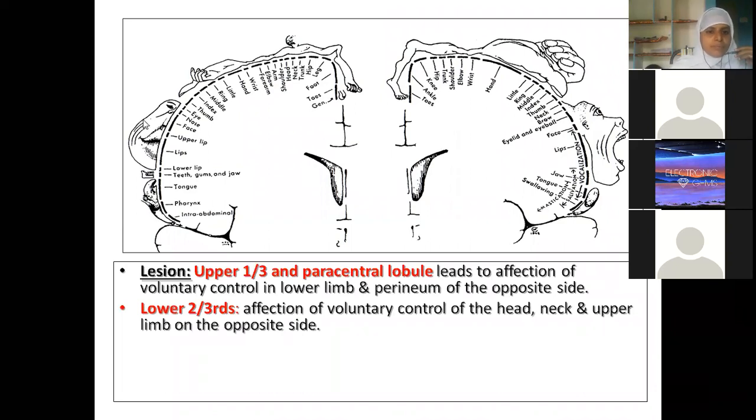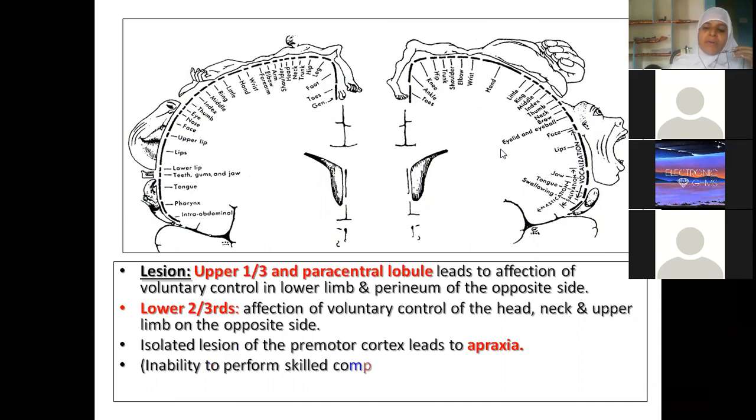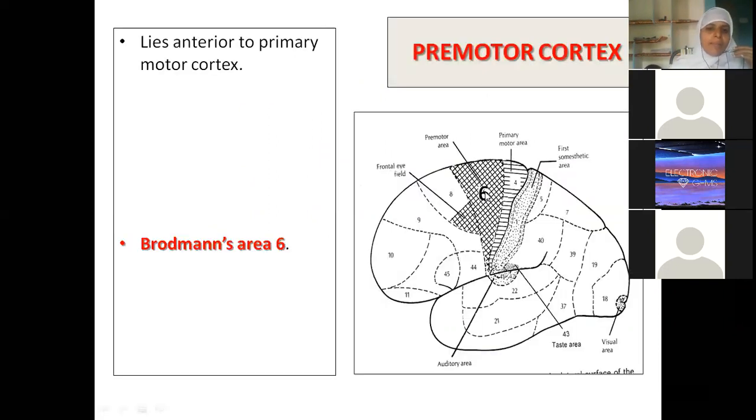This is called the homunculus: sensory homunculus and motor homunculus. Both homunculi show that the body's representation is upside down. For functional areas, generally, this is the premotor cortex.